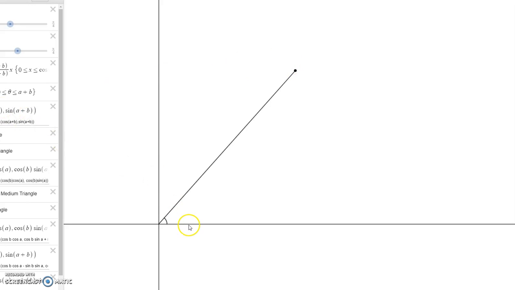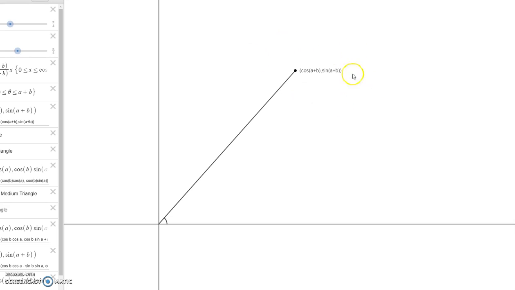So this angle right here that we're rotating by is going to be the sum of two angles, call it A plus B. And that's going to spit me out at this point right here, which is going to be x comma y, which for being on the unit circle is cosine comma sine. So that's our point: cosine of A plus B comma sine of A plus B.